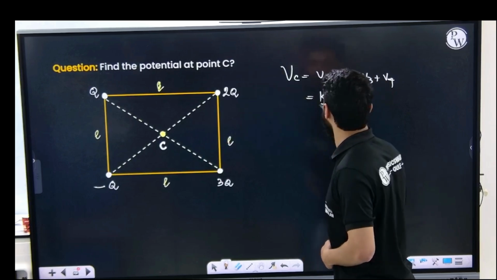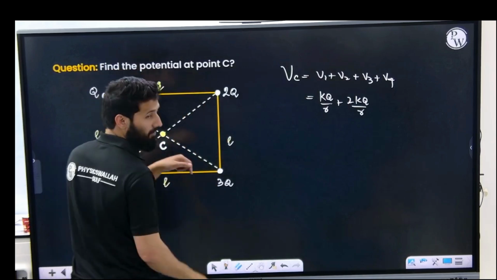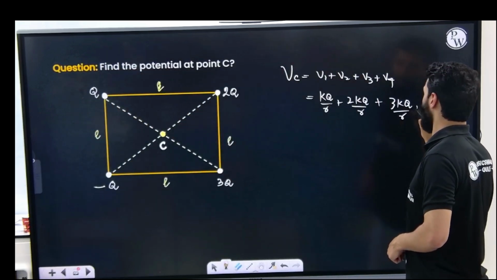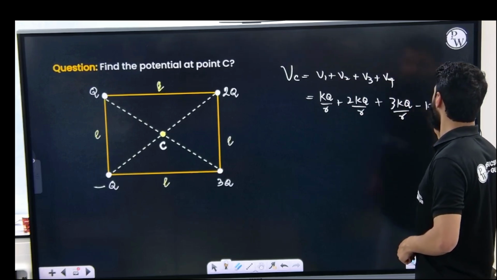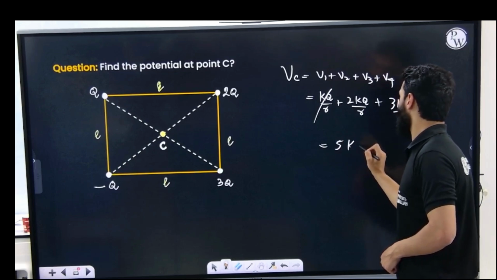What is the potential here? 2Kq by the same distance R, because the distance will be the same, right? R and R. Clear? Third, 3Kq by R. Last, minus Kq by R. This and this get cancelled. 3 and 2, 5Kq by R.